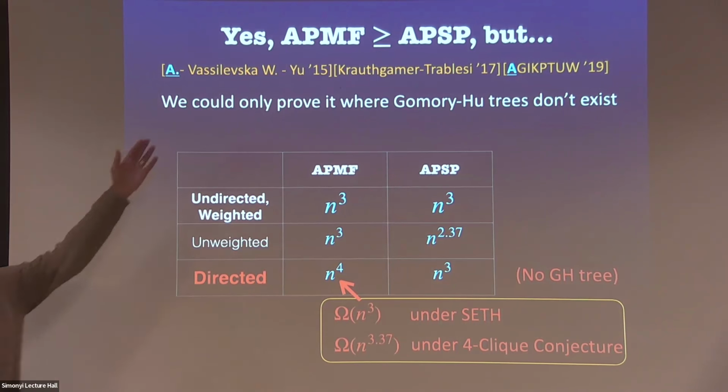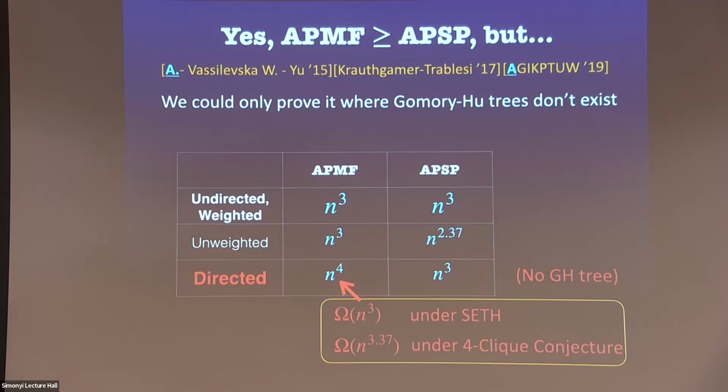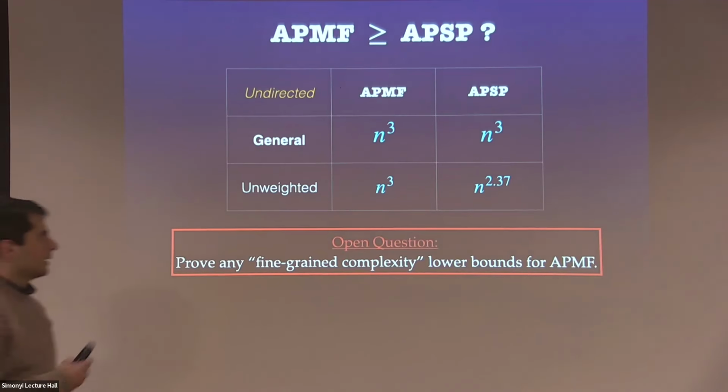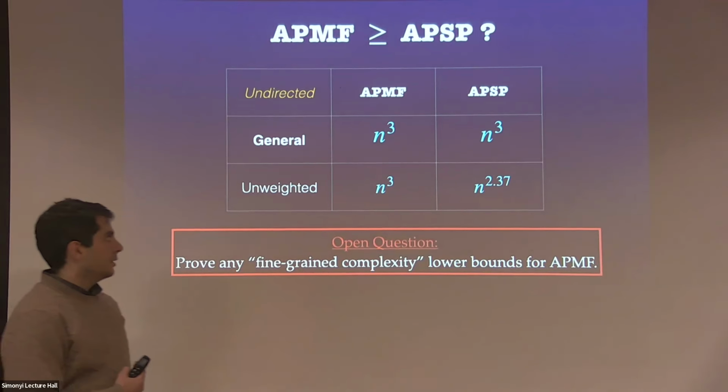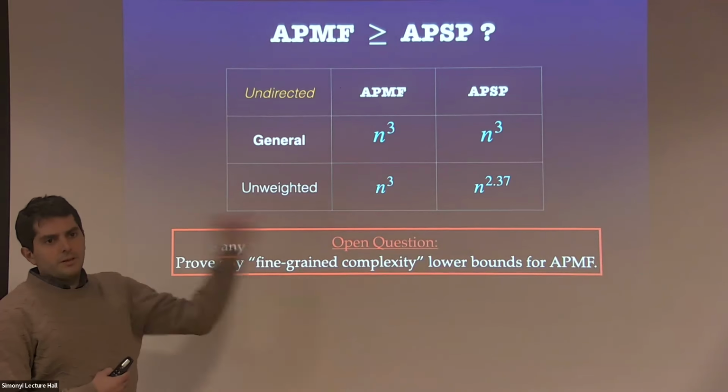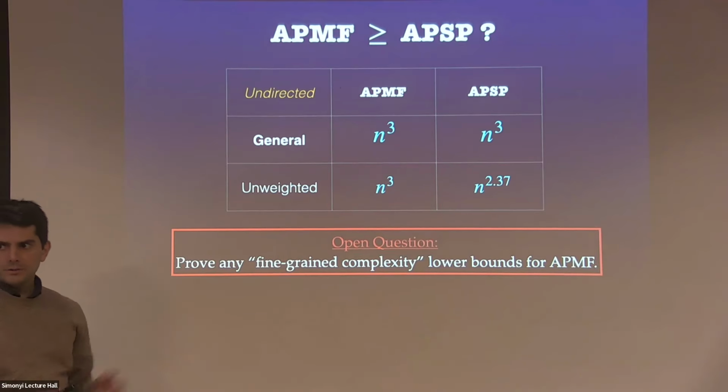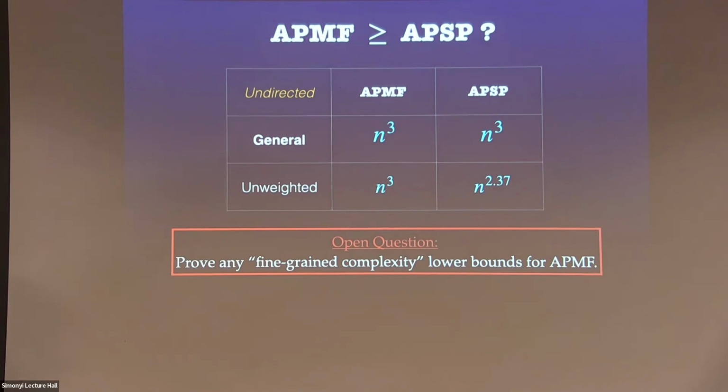Good. So we confirmed what we believed, but not for the fundamental question we were asking about. So let's forget about directed graphs and let's go back to the undirected graphs and see what we know there. And we didn't know anything, so we didn't have any lower bounds.